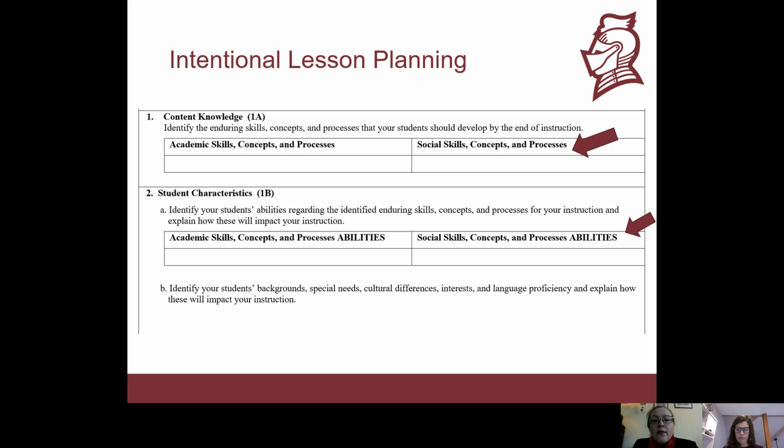Below that, we have indicated with the arrow that we added a social skills, concepts, processes, and abilities category into the section that asks about student characteristics. It usually asks just about their academic, but we've simply added a second column.